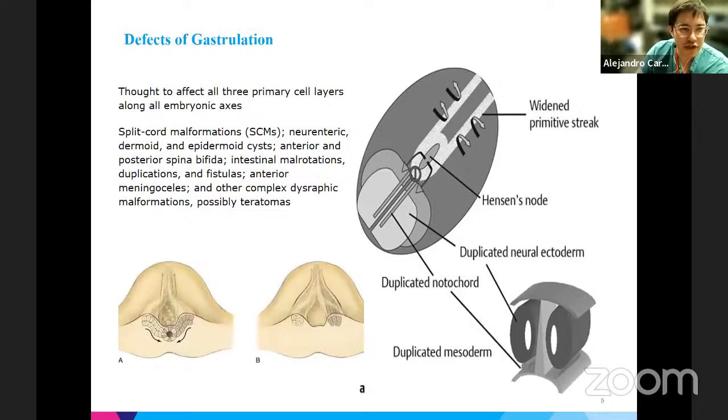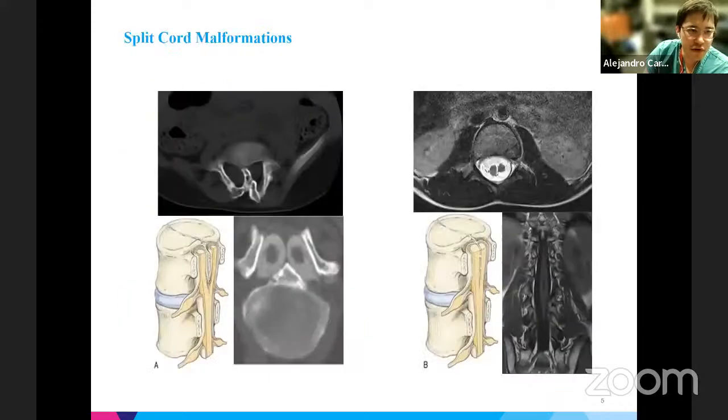Defects with gastrulation, that early stage where we get differentiation into the 3 germ layers, include split cord malformations, neuroenteric cysts, dermoid and epidermoid cysts, anterior and posterior spina bifida, intestinal malrotation, duplication or fistula, anterior meningoceles, and other complex dysraphic malformations.